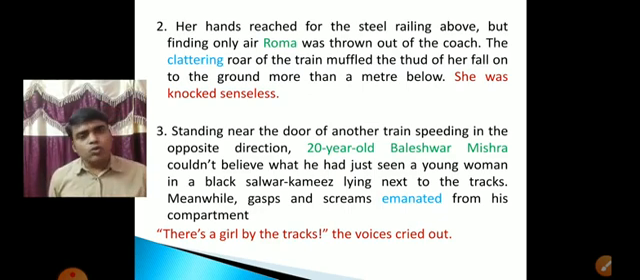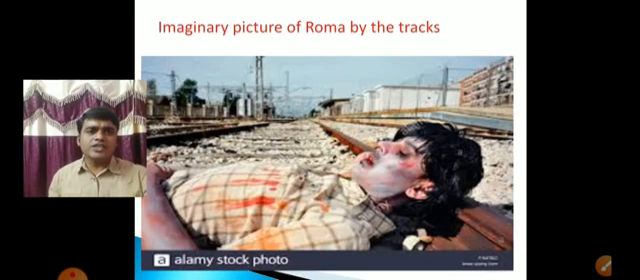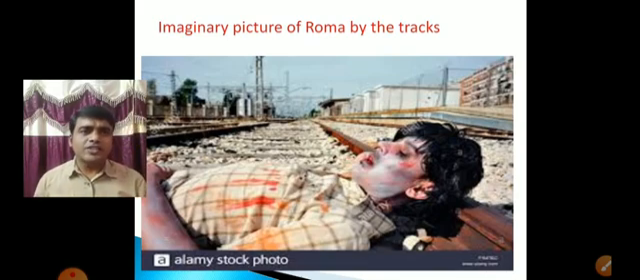The people who were in the compartment. Okay. Who is the girl referred to here? Roma Talreja. Why did she fall by the track? Yes, she was pushed out from the moving train. Got it, children? Okay, let us see what happened when the people cried out loudly, "There is a girl by the tracks." Look at it, an imaginary picture of Roma Talreja fallen by the track.